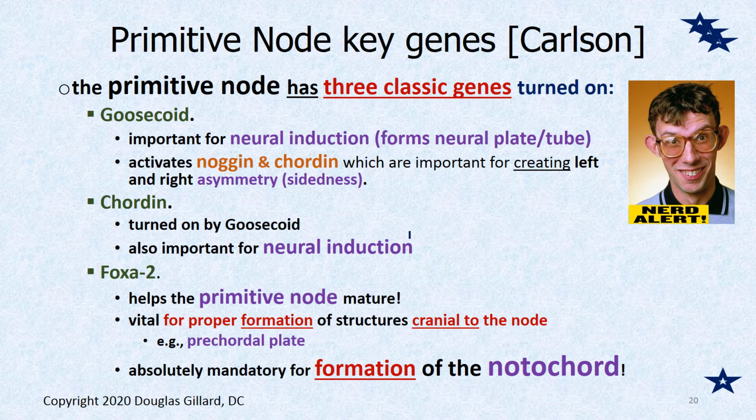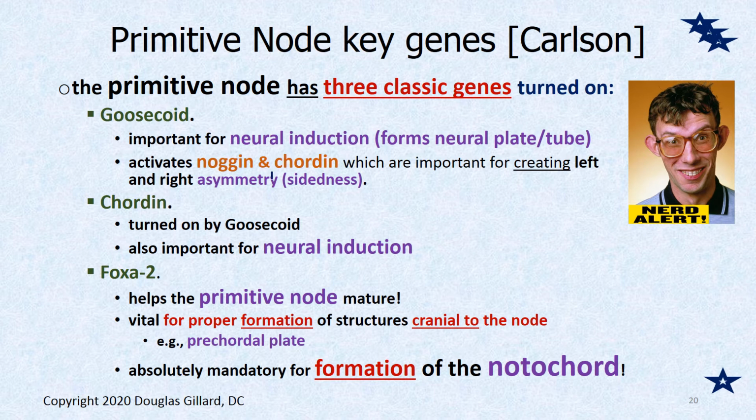Right? What are a couple of special genes that are turned on here in the primitive node? Well, you've got to know these guys. The goosecoid, chordin, and FOXA2 genes are particularly important. They're only initially on here. We're going to turn them on in other places too in the primitive streak, but right now they immediately get turned on. Goosecoid is really important for neural induction, forming the neural plate. So we'll talk about neurulation. We've got to have the goosecoid gene working for that.